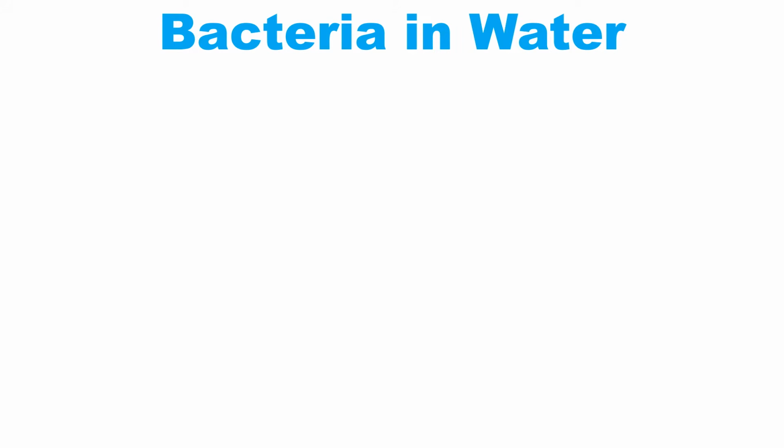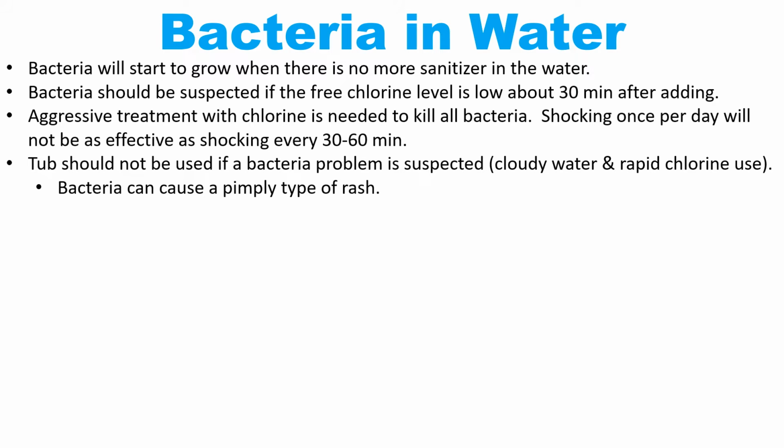I would like to jump back into the bacteria issue I mentioned earlier. Bacteria can start to grow when there is no more sanitizer in the water, and it should be suspected if the free chlorine level is low 30 minutes after adding chlorine. Aggressive treatment with chlorine is needed to kill all bacteria. Shocking once per day will not be as effective as shocking every 30 to 60 minutes. The tub should not be used if a bacteria problem is suspected, again, since it can cause a bad pimply type of rash.